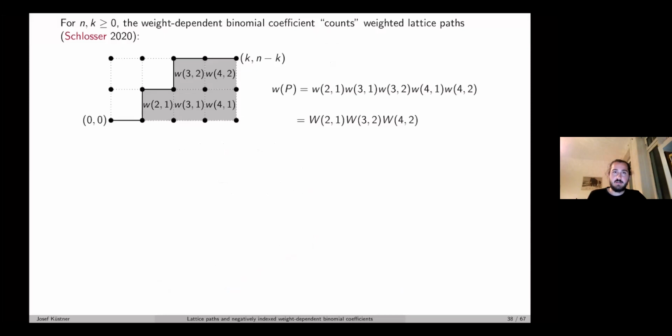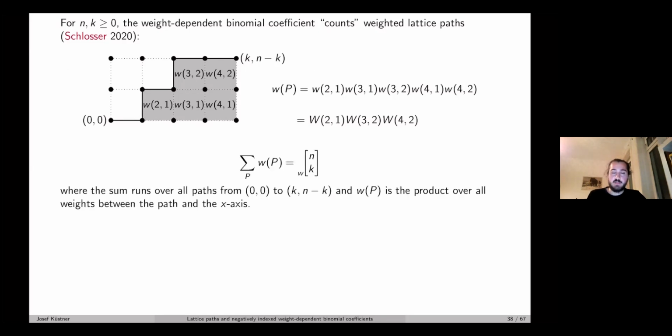And for the n, k bigger or equal to 0 case, this was already done by my PhD supervisor, Michael Schlosser. He had this theorem that the weight-dependent binomial coefficient counts lattice paths from 0, 0 to k, n minus k, given these weights that I just showed you before. This is one example here. The weight of this path is W21, W31, W32, W41, W42, or expressed as these big weights. And the weighted counting, so we sum over all paths and take the weight, is n choose k.